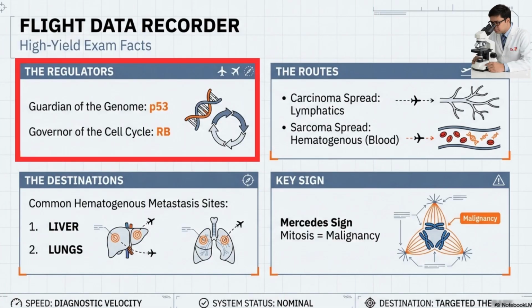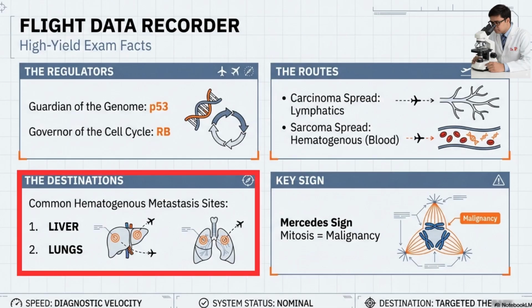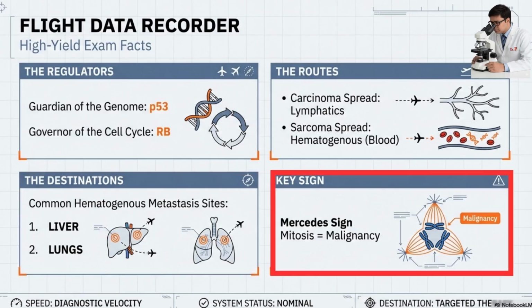Now here are Dr. P's exam must-knows. Guardian of the genome is P53. Governor of the cell cycle is the RB gene. Most common pathway of carcinoma spread is lymphatics, and we have seen the exceptions as well. And most common sites of hematogenous metastasis are liver and lungs. The Mercedes sign mitosis is pathognomonic for malignancy.